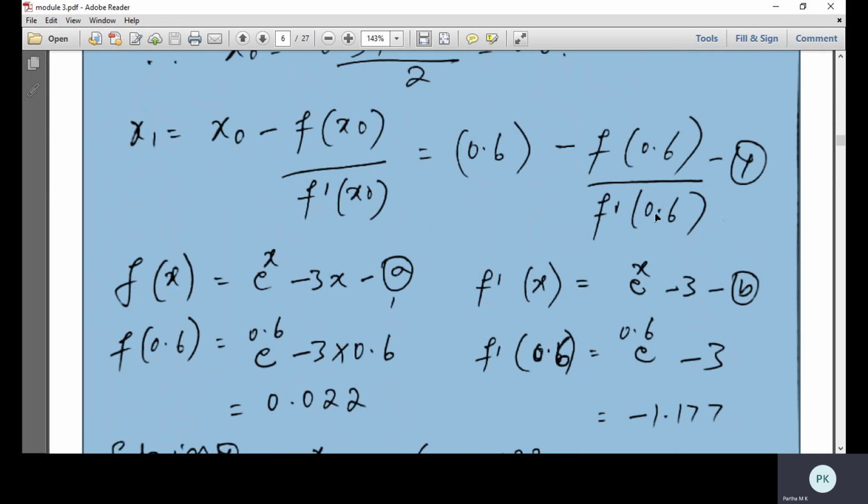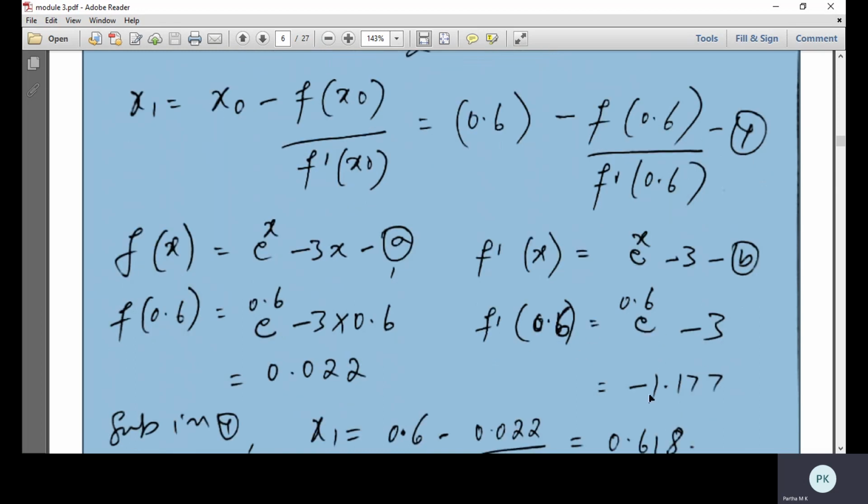Now I want f dash of 0.6. Write f dash of x. What is f dash of x? Differentiation of f(x): differentiation of e to the power x is e to the power x, minus 3 into differentiation of x, which is 1. Observe, f dash x is e to the power x minus 3. Now put x is equal to 0.6, wherever x is there: e to the power 0.6 minus 3. So f dash of 0.6 is minus 1.177.